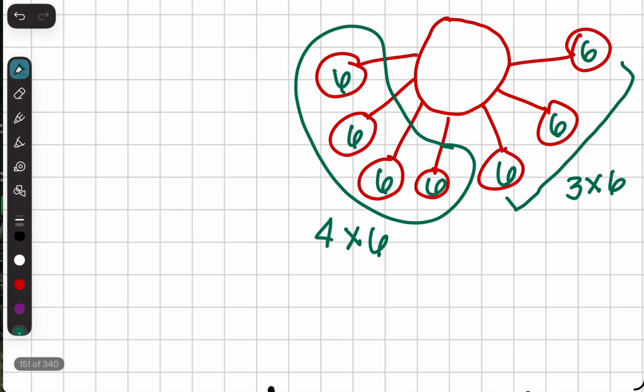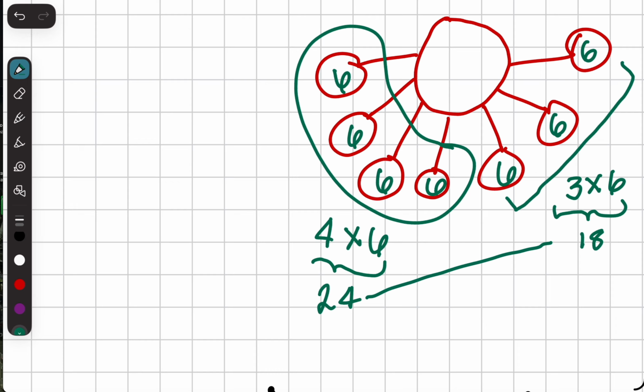So now I'm going to solve 4 times 6, which makes 24. And I'm going to do 3 times 6, which makes 18. The last step is to simply combine your two totals. So we're going to do 24 plus 18.